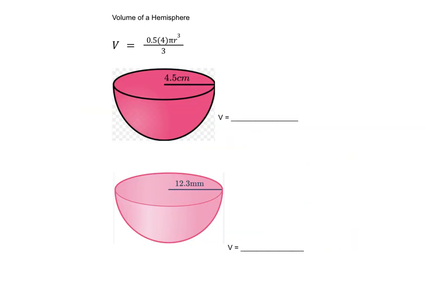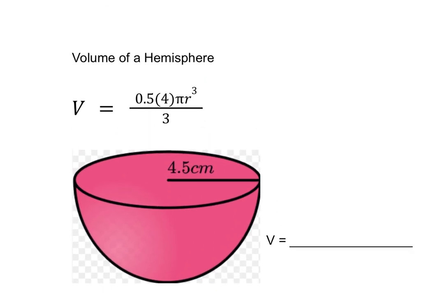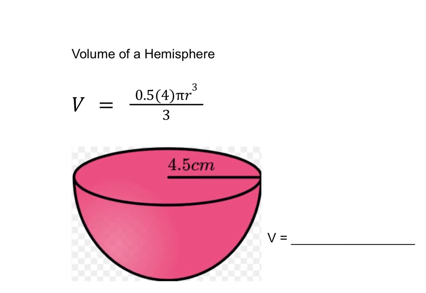Okay, second thing we're going to do is a hemisphere. Exact same thing as a sphere, except it's half. Hemisphere means half. So all we are going to do is take that formula. The formula that we had before was 4 pi r to the third, and we're just going to multiply it by a half.